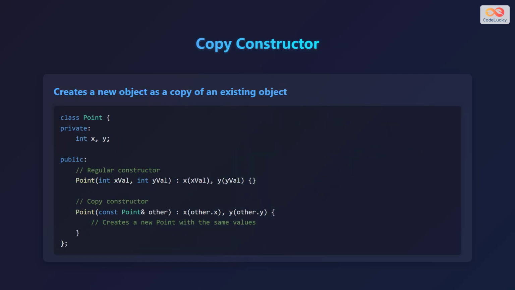A copy constructor creates a new object as a copy of an existing object. This is particularly useful when you need to duplicate an object's state. Consider a class Point with private members x and y. The regular constructor Point takes xVal and yVal as parameters and initializes the respective private members. The copy constructor takes another Point object as a parameter and copies the x and y values to the new object.